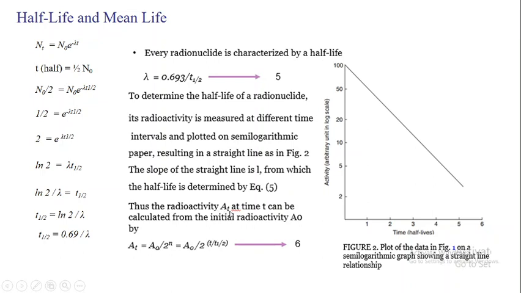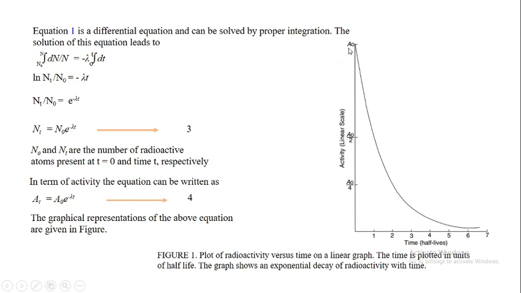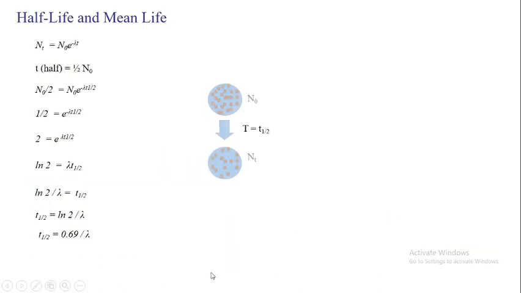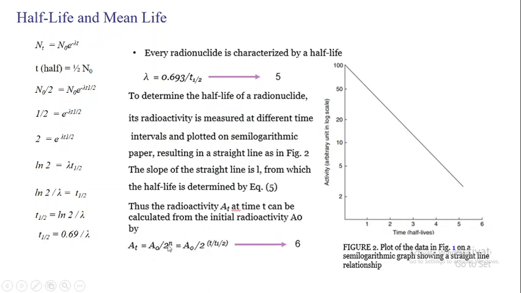Thus, the radioactivity at time t can be calculated from the initial radioactivity A naught by A t is equal to A naught divided by 2 raised to power n. So in this regard, we will be able to calculate the activity after the passage of different half-lives, as we have carried out in the previous graph. This is the formula that we have studied there. Putting the second half-life, it would be A divided by 4. Third half-life, it would be A divided by 8, and fourth half-life would be A divided by 16.